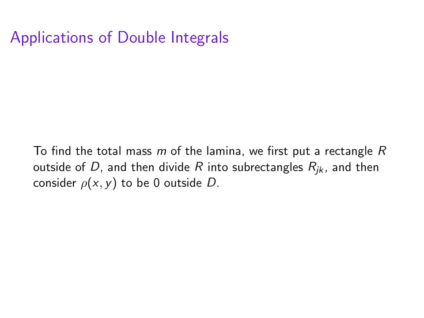So in order to find the total mass of the lamina, first we enclose the region D inside a rectangle, and then we divide that rectangle into subrectangles. And if we need to, we'll consider rho to be 0 outside of D. That way there is no mass outside of D. Let's look at a picture.